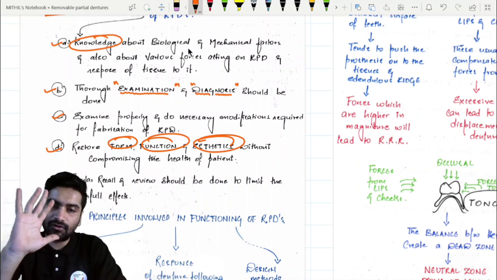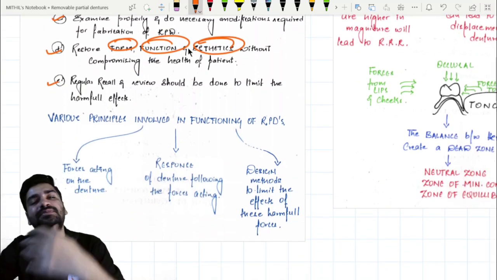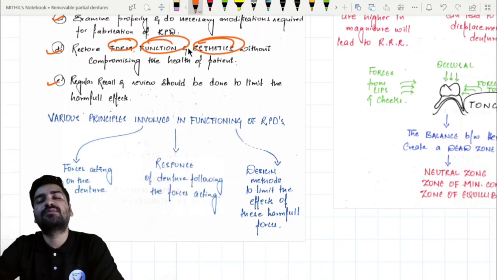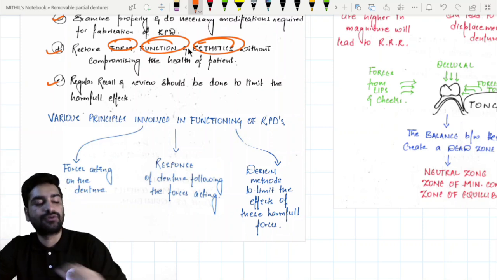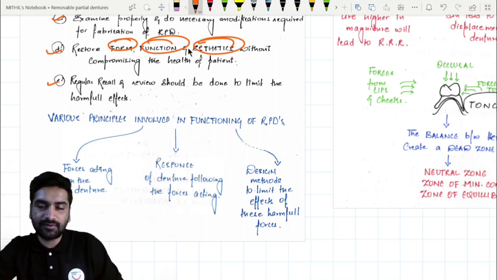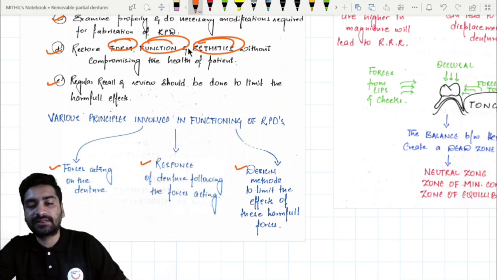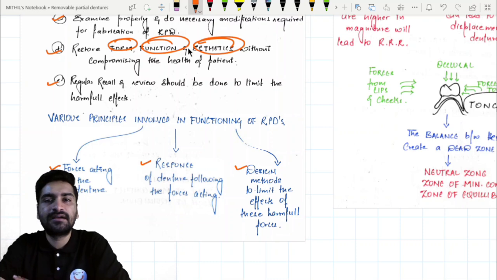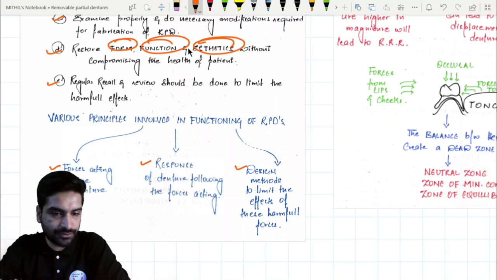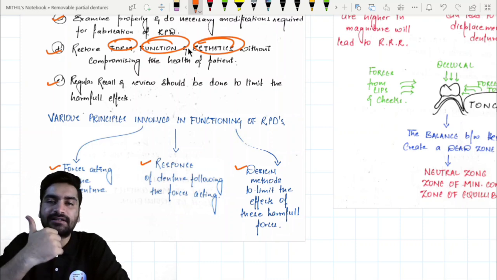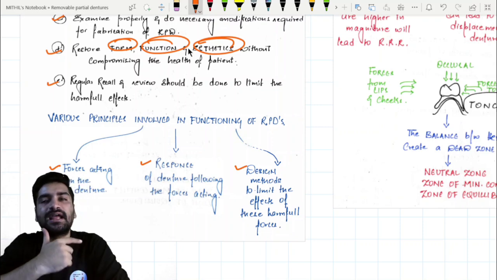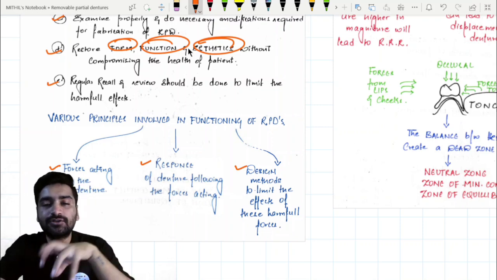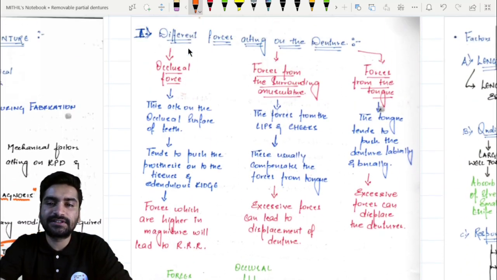Now there are various principles which are involved in the functioning of a removable partial denture. For that we need to know about three things, as I mentioned in the first point given by A.H. Smith: the forces acting on the dentures, the response of the denture to those forces, and design modifications or methods so that you can limit those unwanted or extra forces which are deteriorating the health of the tissues. So: forces acting on the denture, response of the denture to the forces, and design methods to limit those forces. First, we'll start with the first one.